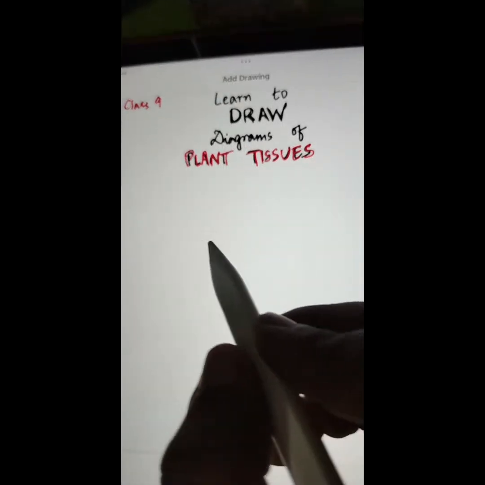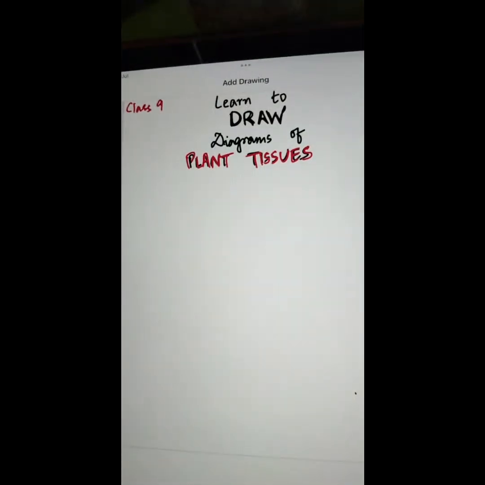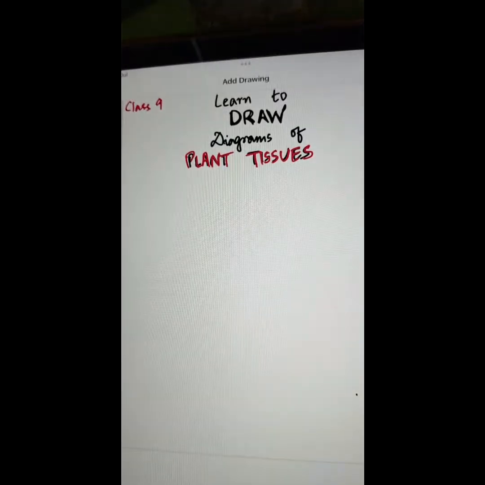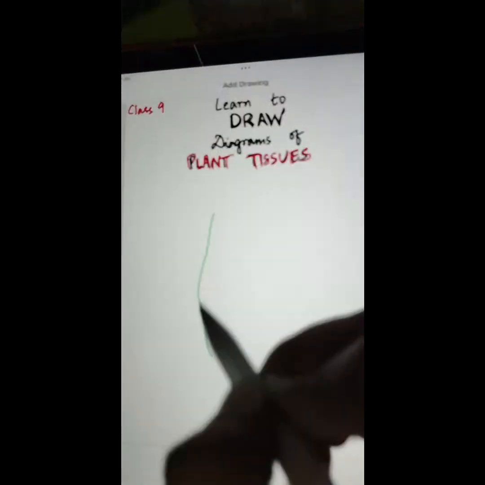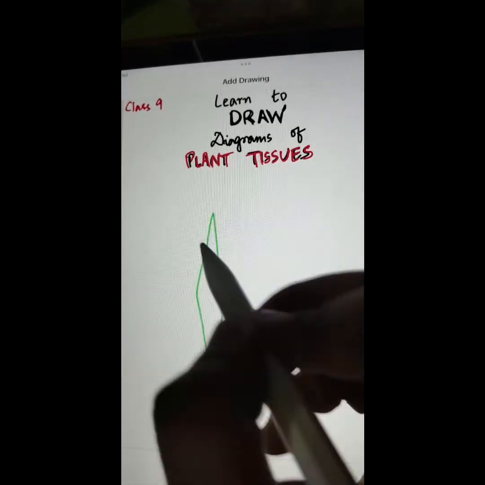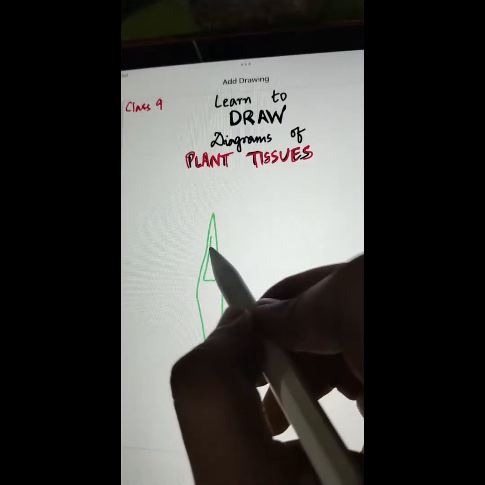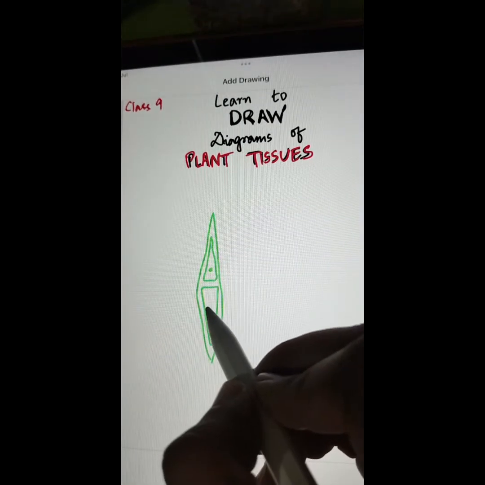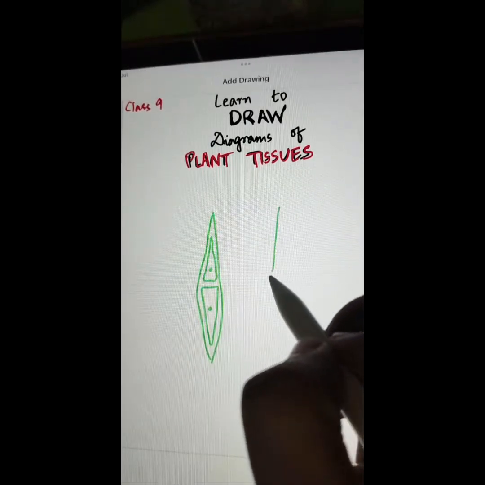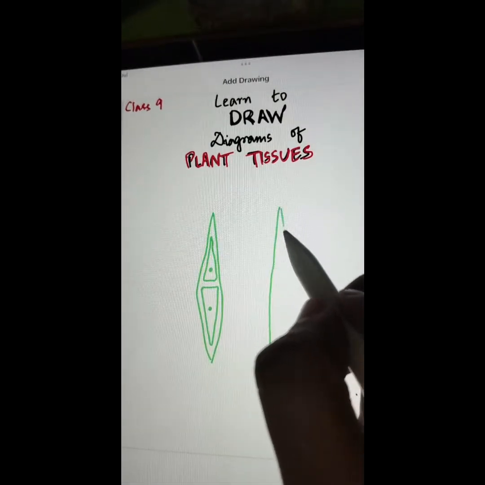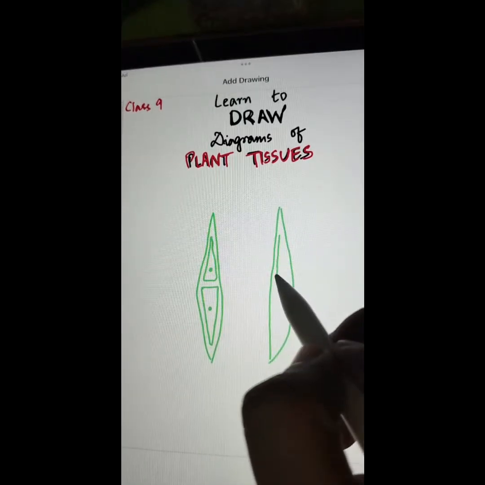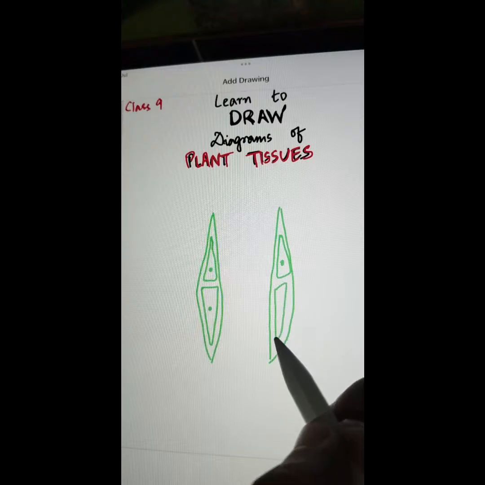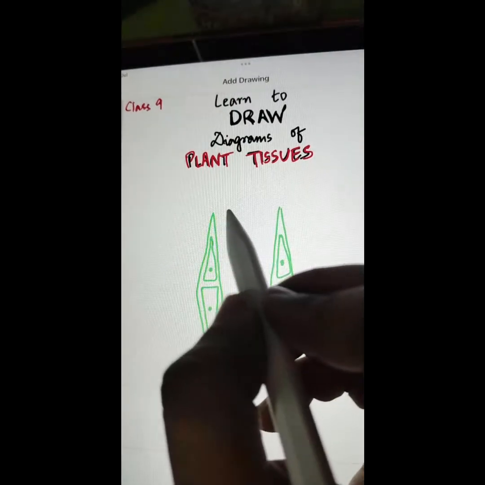Now let's come to the phloem, and in one diagram only we will be doing all the labels together. So I'm drawing companion cell right now. This is its nucleus. This is one companion cell. This is another companion cell for you. Companion cells, they have got nucleus in them.